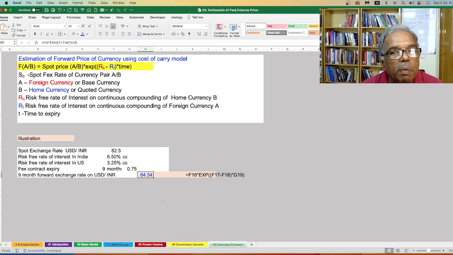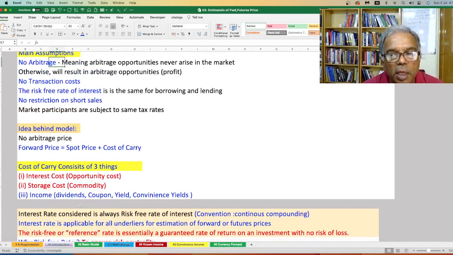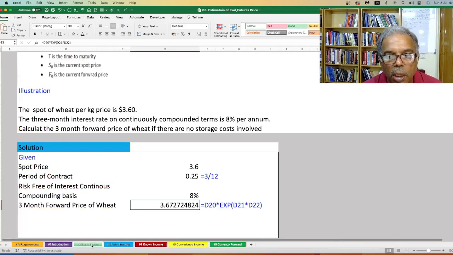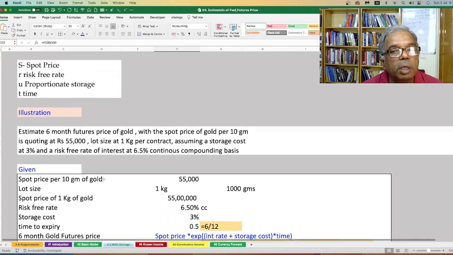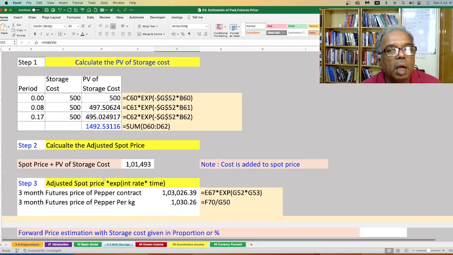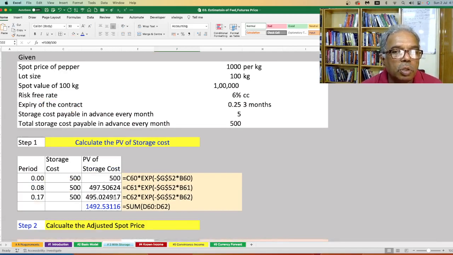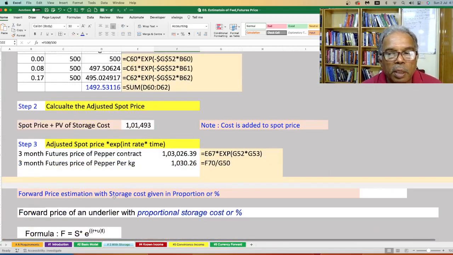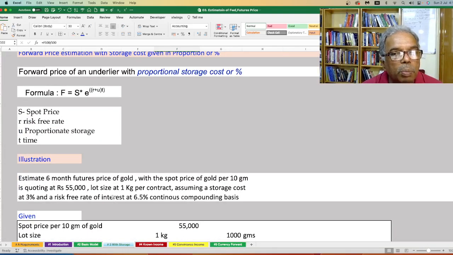This gives a quick brief on estimation of forward and futures price using various cost of carry models: estimating the price without dividend or storage, the base model. We also examined how to estimate the forward price with storage given in dollar terms during the course of the contract or at the end of the contract. Also, we examined how to estimate the price when the storage is given in proportion. Storage is a cost that needs to be added.